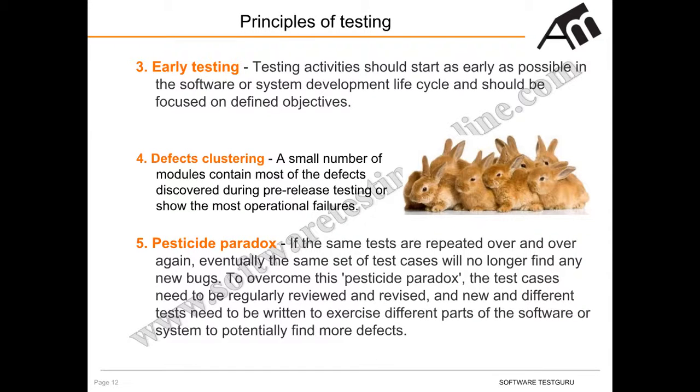The pesticide paradox says that we need to review the test cases present in the test basis periodically. For example, if a product has been released on the market and after a year we get a new product which is similar to product A, the most obvious choice is to reuse the test sequence that was prepared for product A. But as we are reusing it, we must also review the test cases. We must add new test cases and new non-functional test sequences to the test basis so that it can find more defects.